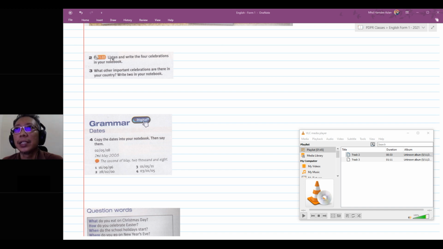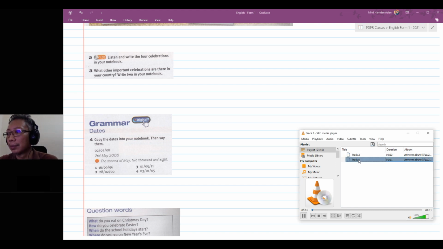You can see the instruction. Listen and write the 4 celebrations in your notebook. I will play the second audio clip. You listen and then you write the answers in your exercise book. Okay, let's start.